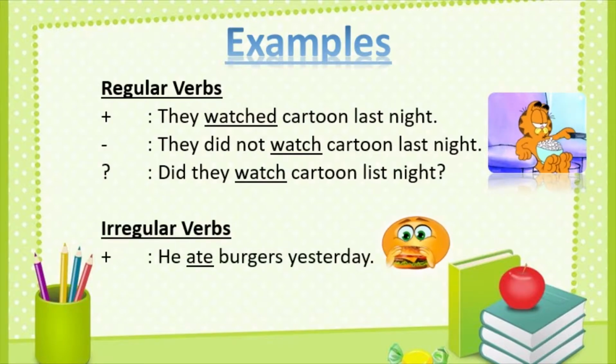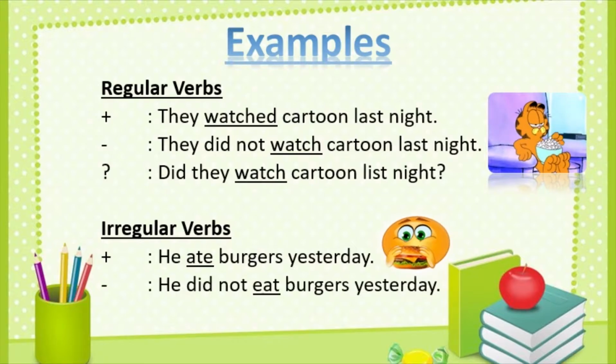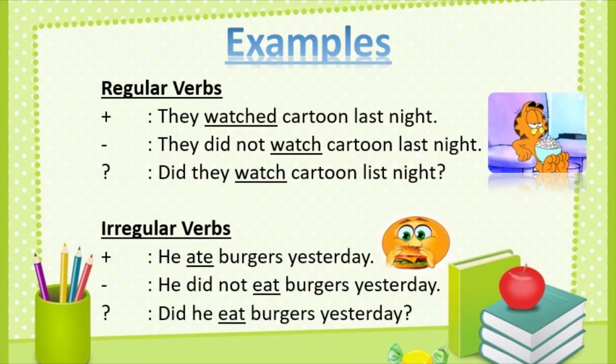And the irregular verbs. For the positive sentence, he ate burgers yesterday. Ate is the past tense of eat. Okay, that's why in the negative sentence you can see here, he did not eat burgers yesterday. Eat is base form, yeah? And the interrogative sentence, did he eat burgers yesterday? Same as the negative. Eat. Only the positive uses the past tense word, ate.